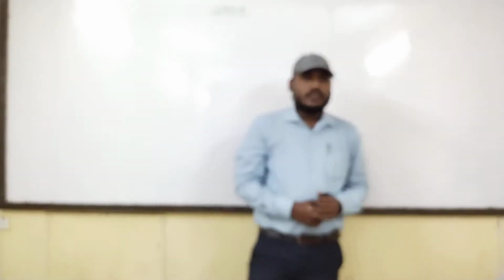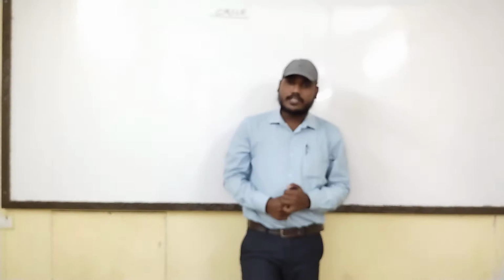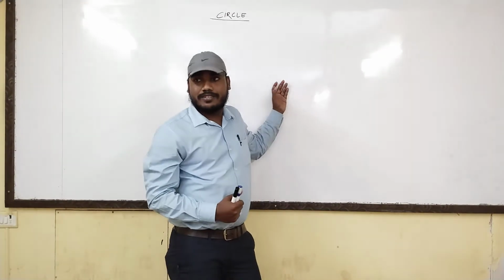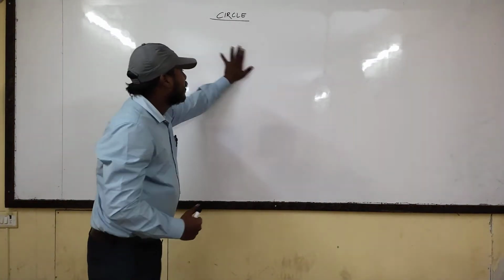Okay, so the next chapter is circle, and we are going to discuss the chapter circle. The theorem we have in this chapter is known as tangent drawn from the external point. Tangent drawn from the external point. So we will learn that.